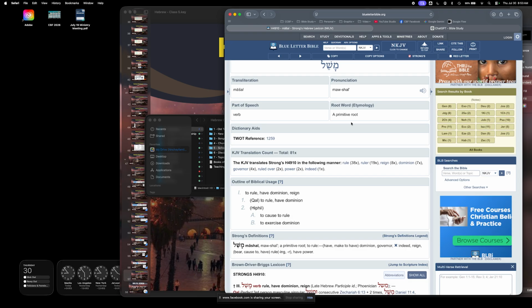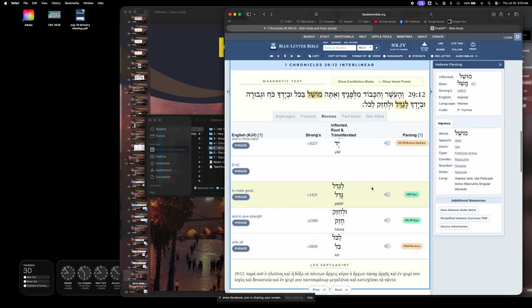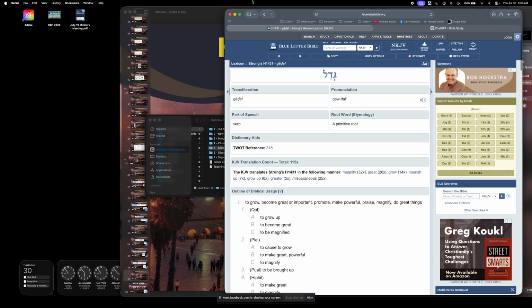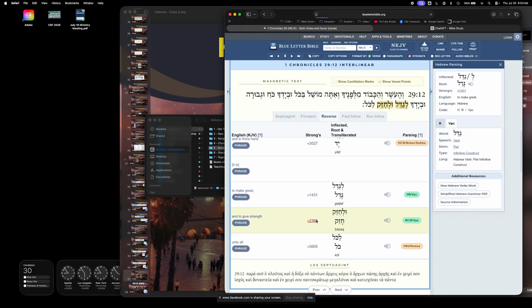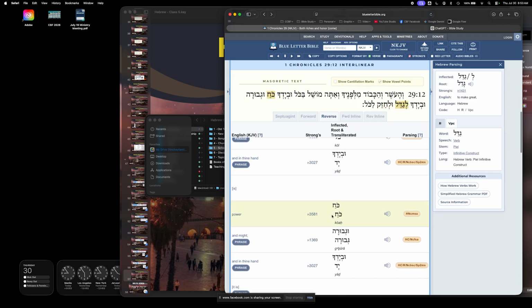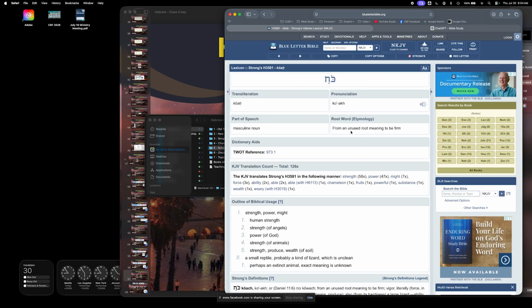And how does it differ from unused root? If you have an unused root, then where did you see that one? Let's take a look at it. I forgot which word. Let's take a peek here. Primitive roots, the word gedal. Strength, primitive root. Or unused root right there. One. Or unused root, meaning to be firm.